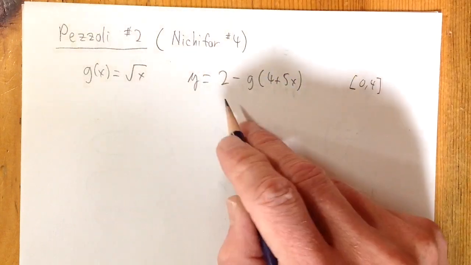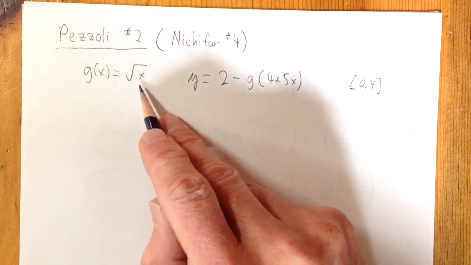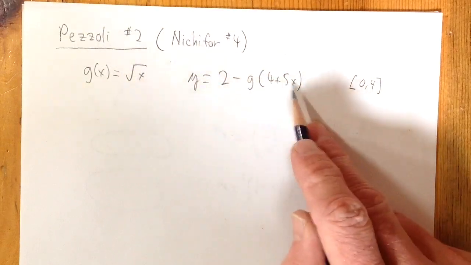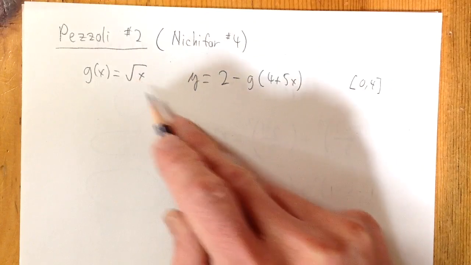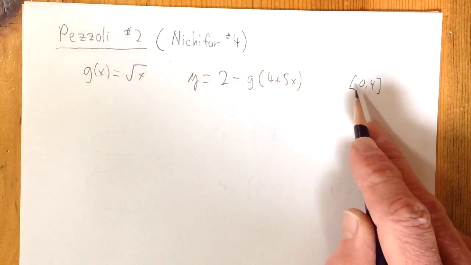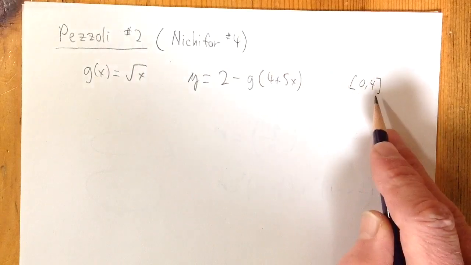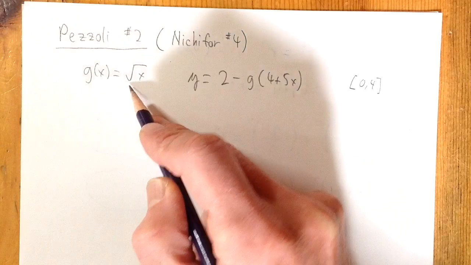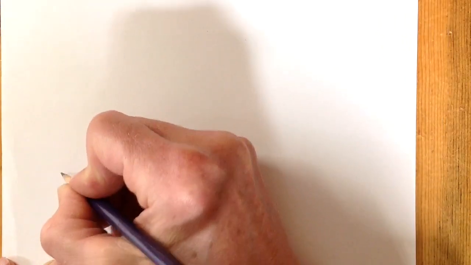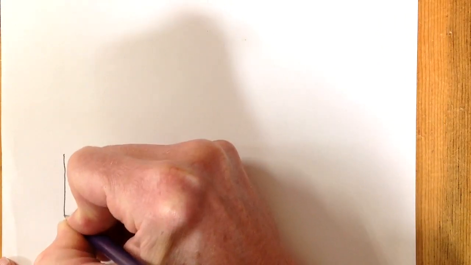Okay, so first we take square root of x and we want to change it so we know what that looks like, what square root of x looks like, and we want to change it to this, on the domain 0 to 4. We only care from 0 to 4. Okay, so first let's graph square root of x. So I'm going to do it down here. So square root of x from 0 to 4.